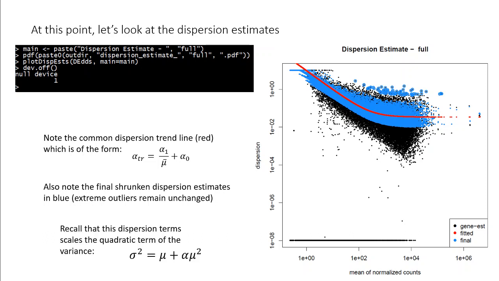Recall that the dispersion parameter relates the mean count value to the variance of our negative binomial distribution.